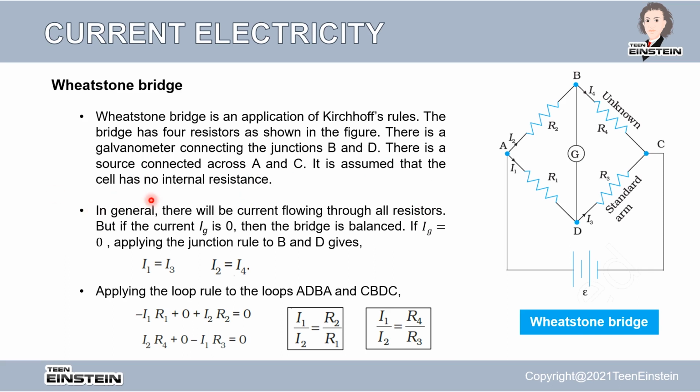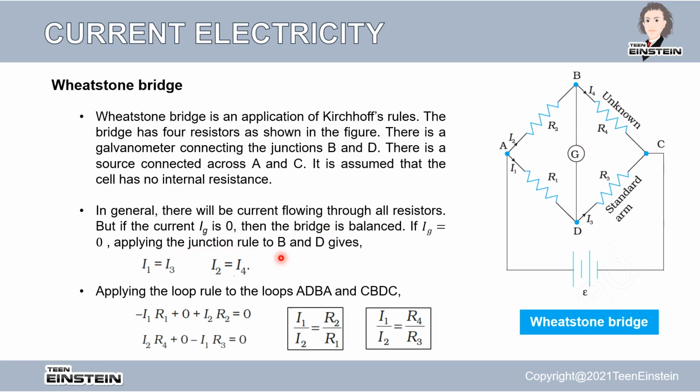It is assumed that the cell has no internal resistance. For simplicity, we will assume that epsilon has no internal resistance, and we will ignore it. In general, there will be current flowing through all the resistors. But if the current Ig is equal to 0, where Ig is the current flowing through the galvanometer, then the bridge is called balanced. So when will the bridge be balanced? We will see. This is called the balance condition, when Ig equals 0. That means there is no current flowing through the galvanometer.